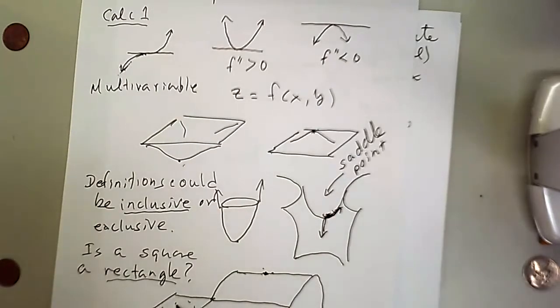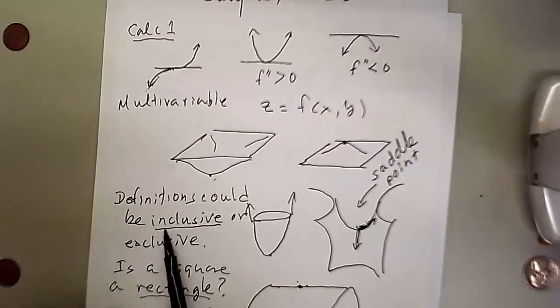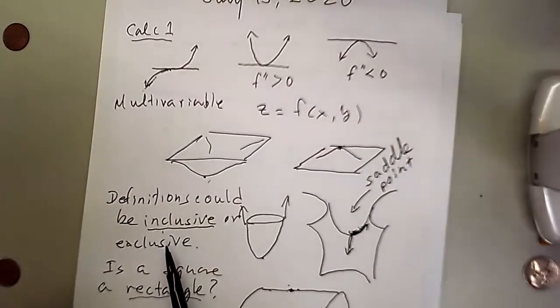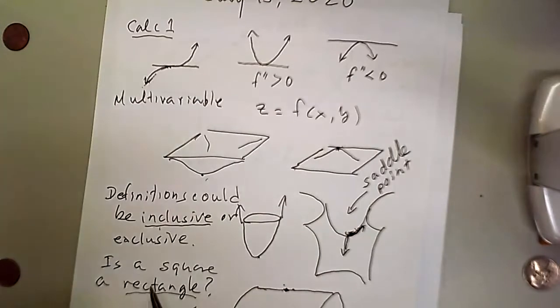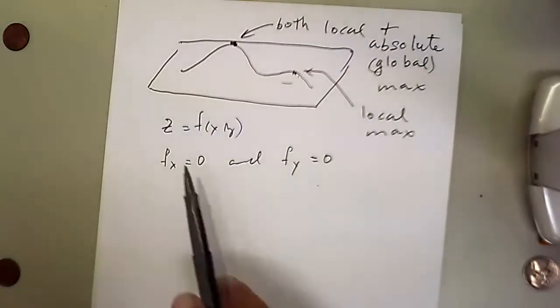And here, there's no point anywhere around any one point that is higher. So every point here is a maximum as well as a minimum. And the reason is because we're using inclusive definitions, such as when we say that this square is a rectangle. Okay, so that is the initial thing.